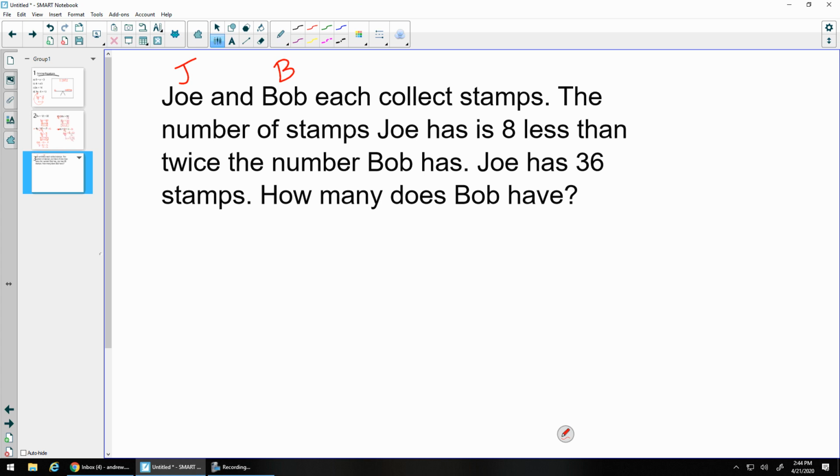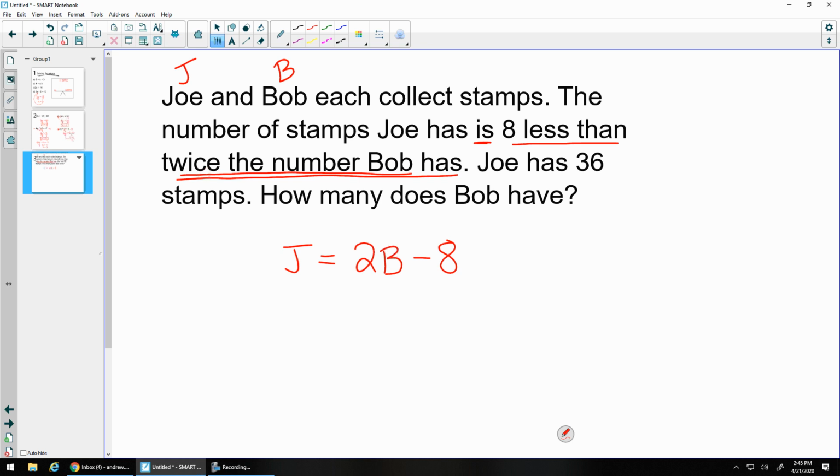They each collect stamps. So we can start to make this. The number of stamps Joe has is equal to 8 less than twice the number Bob has. It's sort of confusing, so I always like to find that other variable right away. So how much Bob has. Twice the number Bob has would be 2B. But he has 8 less than that. So 8 less than 2B I could show by 2B minus 8.